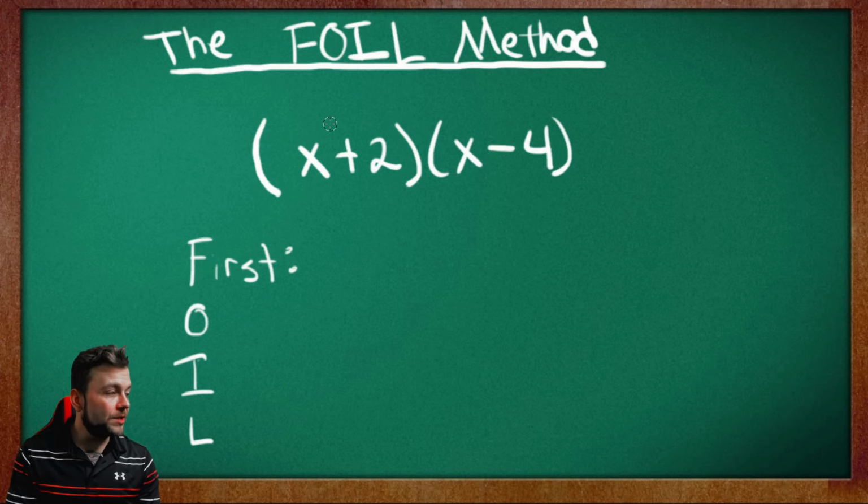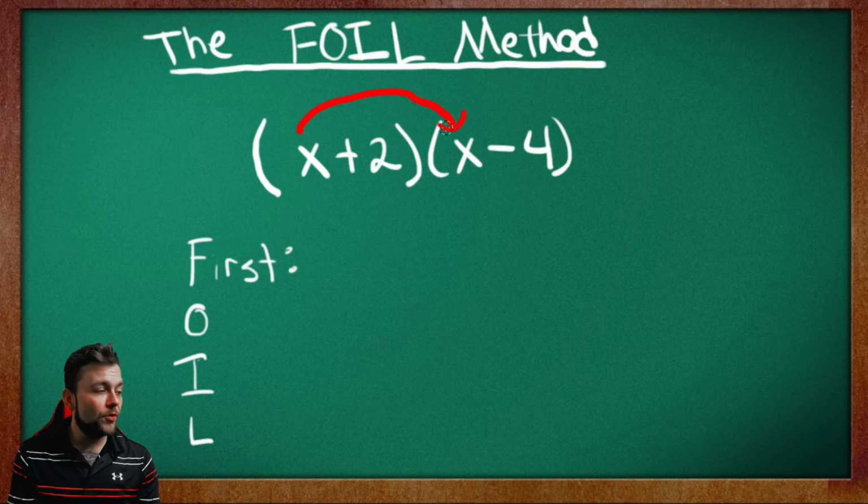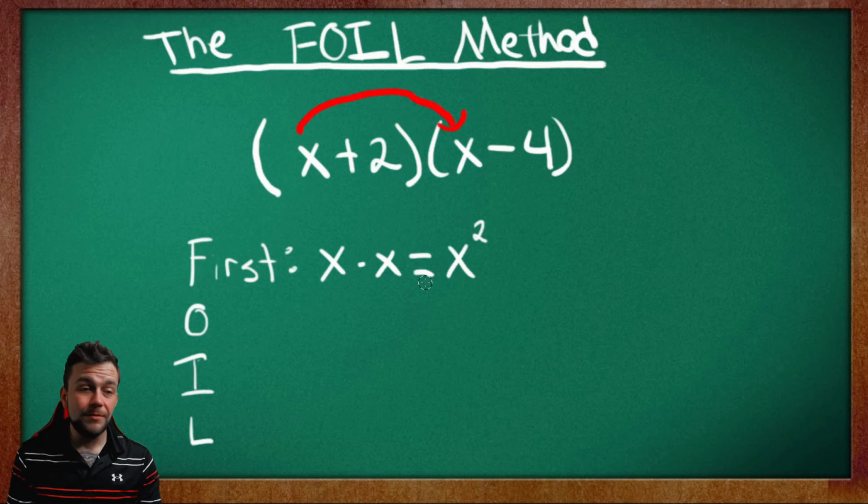What that means is that we're going to multiply the x times the x. Notice that they're the first terms of the factors. So what is x times x? x times x equals x squared. A number times itself is that number squared. Like 2 times 2 is 4, 3 times 3 is 9, 4 times 4 is 16, and so on, right? So first is multiplying the first term of both of your factors.